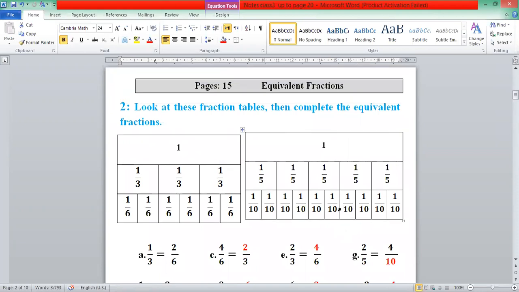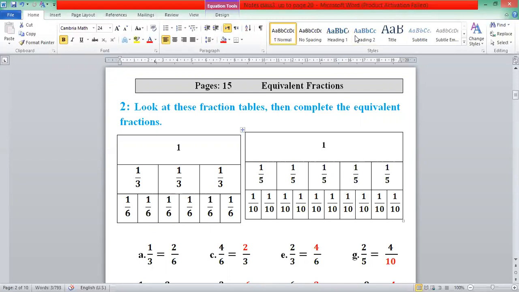Page 15. First we discuss equivalent fractions, and after that we will discuss how we compare two fractions and how we write fractions in order. Here on page 15, question 2 is: look at these fraction tables, then complete the equivalent fractions. Before I explain question 2, I just want to tell you how we add two or more fractions.